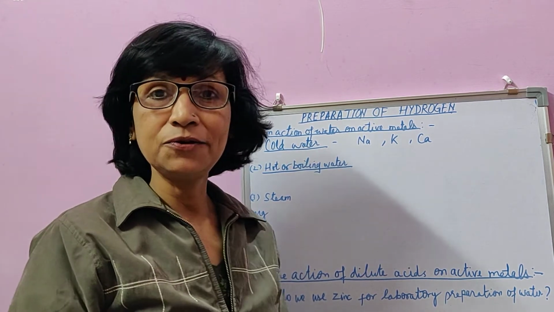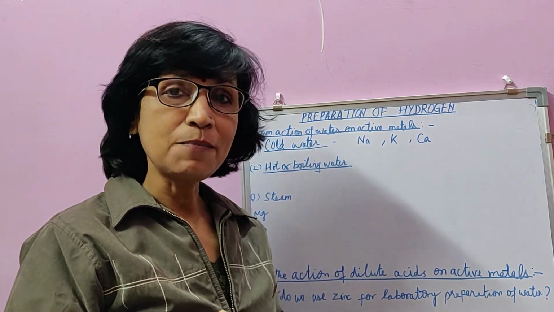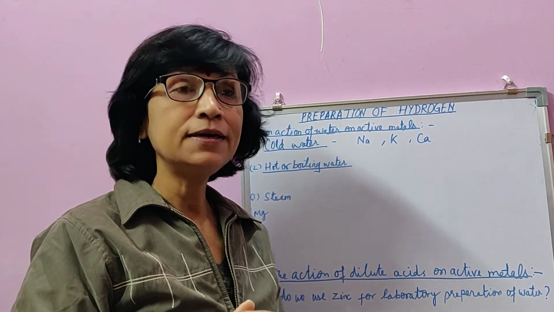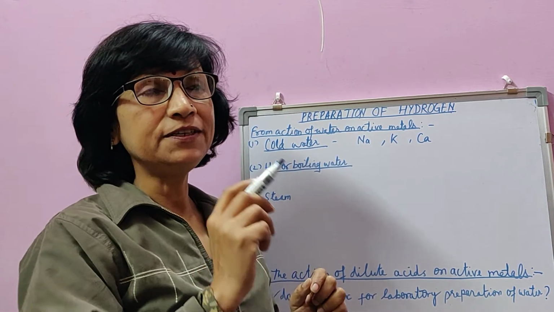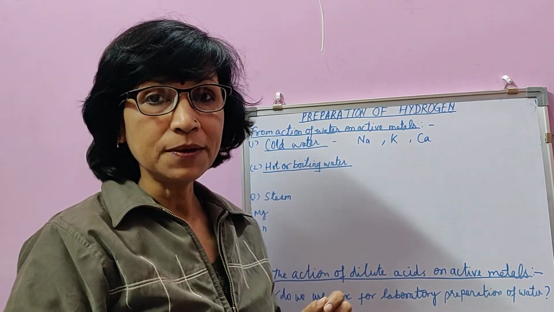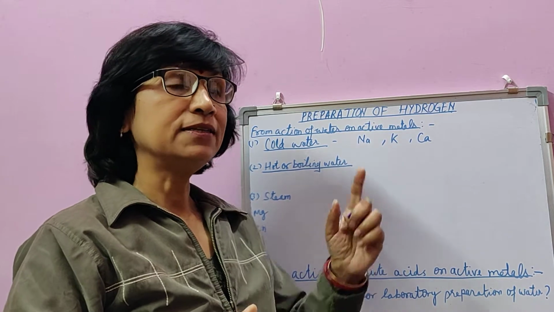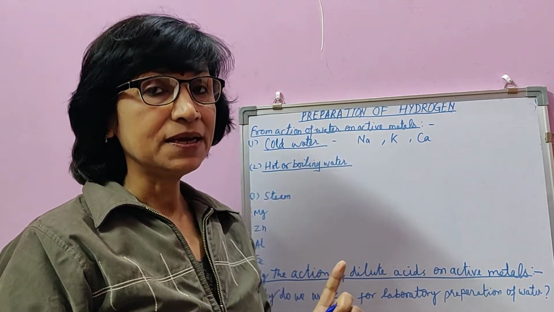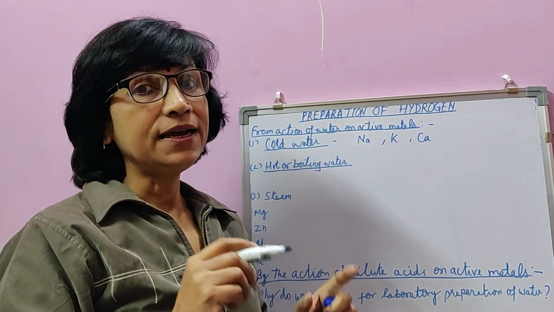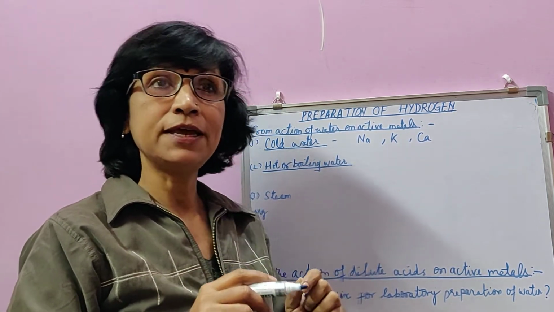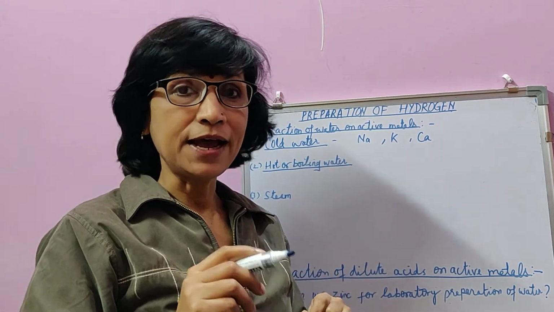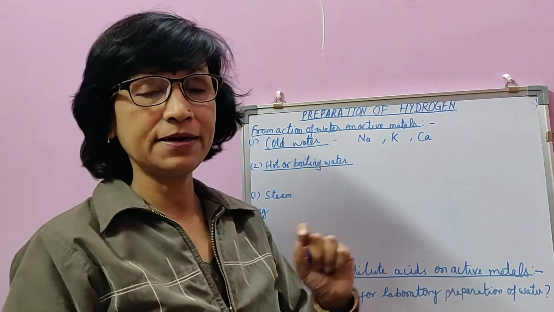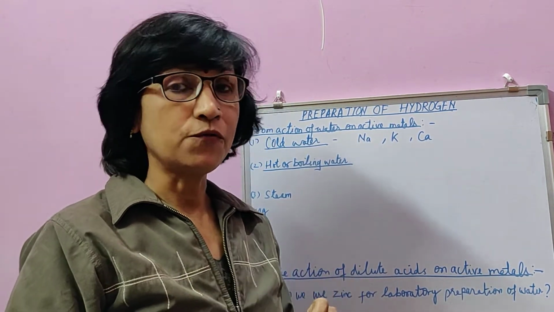I don't think I need to teach you the activity series of metals once again. I have taught you several times. And you must have learned the order of the metals in which they are arranged from top to bottom, because that is the order in which metals are arranged in decreasing order of their reactivity. So metals above hydrogen in the activity series can displace hydrogen from dilute acids, which will be the next method, by the action of dilute acids on active metals, and also from water.